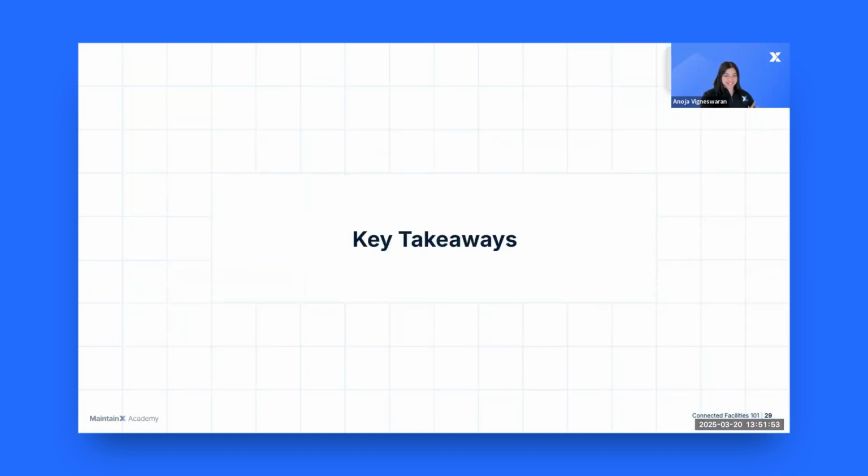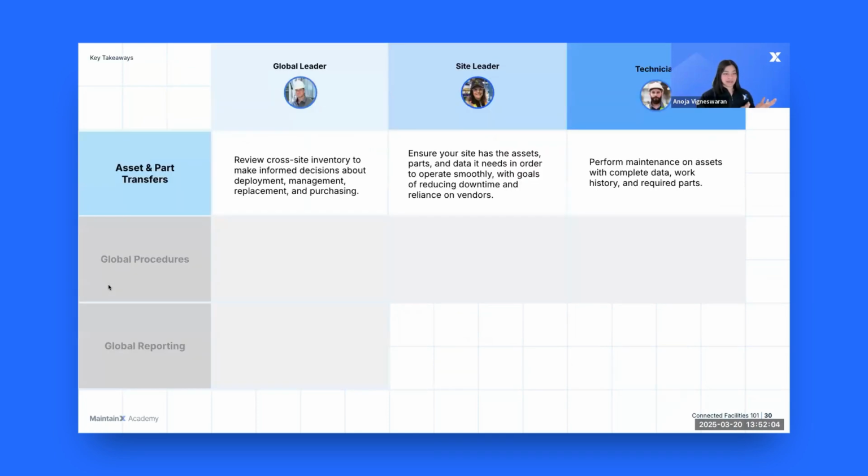Okay, that was a ton of information we have gone through today. Now, before we get to our Q&A, let's sum up what we've learned so far. So, first off, when it comes to asset transfers and parts, managing your assets and inventory across your sites is all about having the right information at the right time, right? So, for global leaders, this is about reviewing cross-site inventory to make smart decisions about deployment, replacements, and purchasing. For site leaders, it's making sure your facility has the assets, parts, and data it needs to keep everything running smoothly. We want to reduce downtime and minimize reliance on vendors.